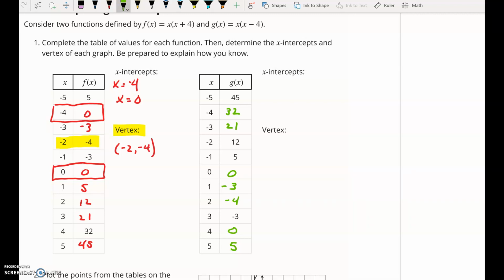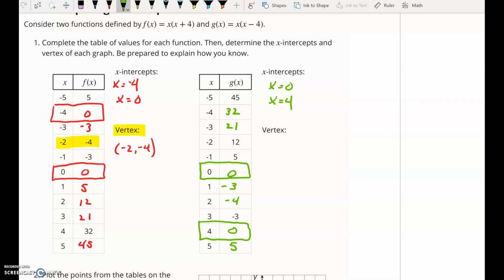Now if we come over to the green one, first we're looking for the x-intercepts. That happens whenever the y is 0. So I can see my first x-intercept is x equals 0. My second x-intercept, wherever y equals 0, happens at 4.